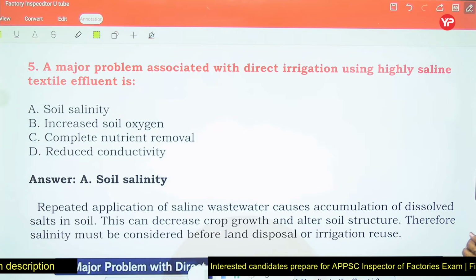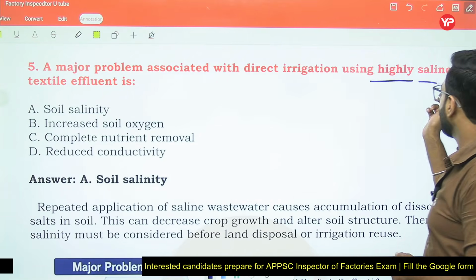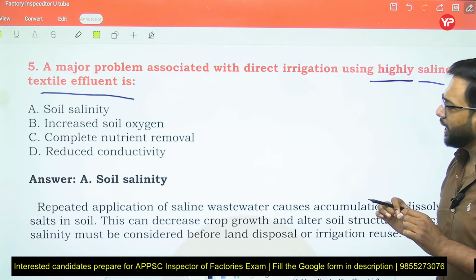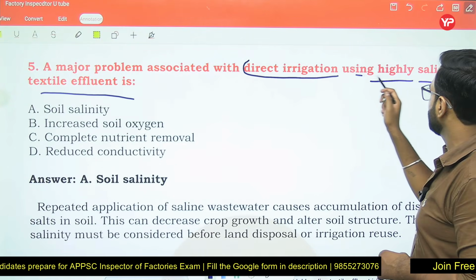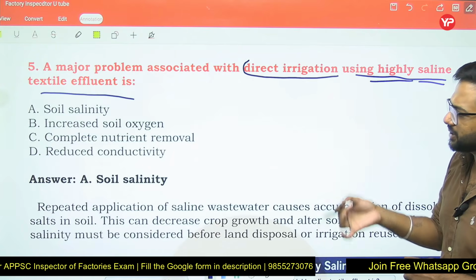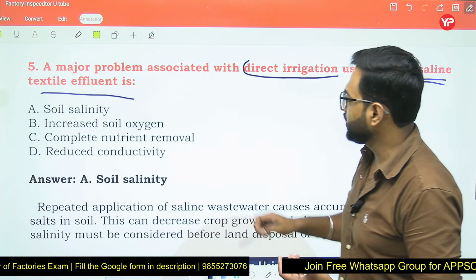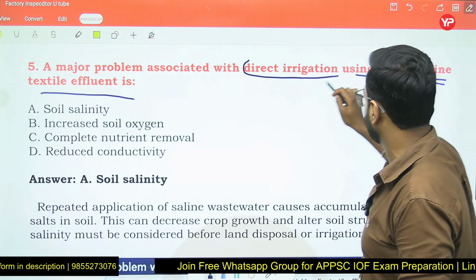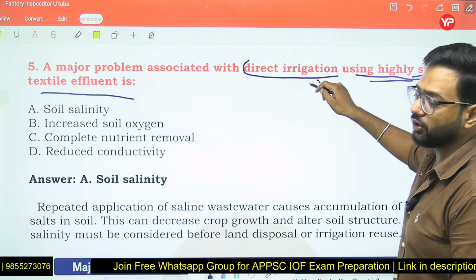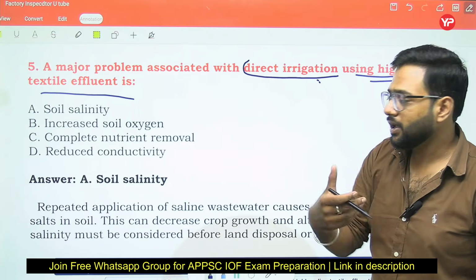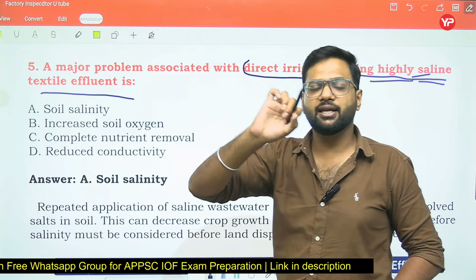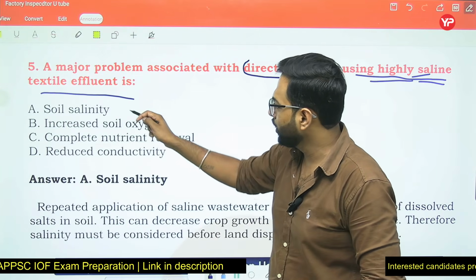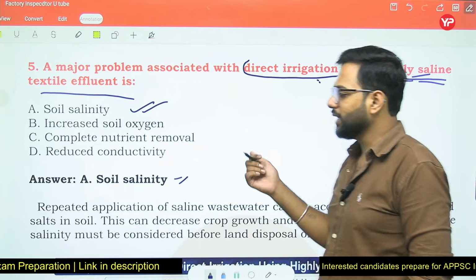A major problem associated with direct irrigation using highly saline textile effluent is... So the question is this: the major problem associated with direct irrigation using highly saline textile effluent is? So the question is saying that if you use textile wastewater directly for irrigation purposes, what will be the problem? We know that textile effluent contains a high amount of salts, so it will increase soil salinity. The soil salinity will be increased.